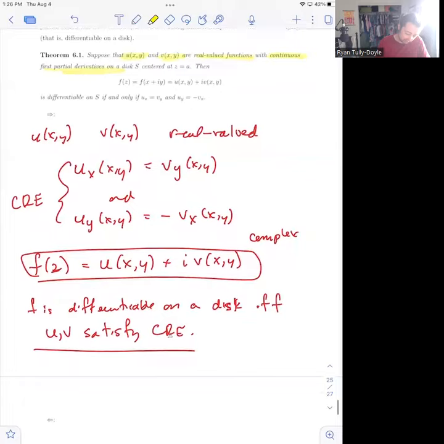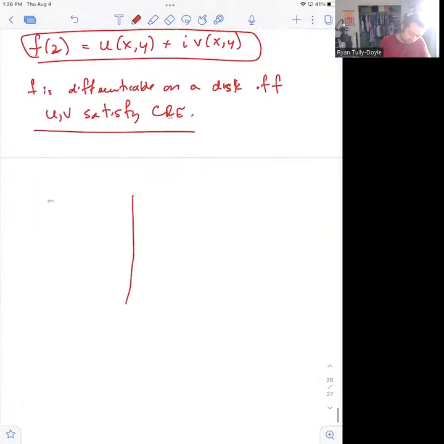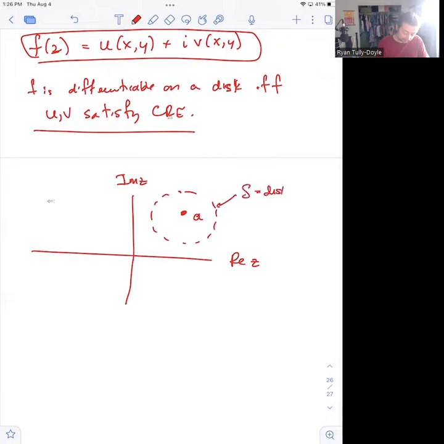So the picture that we should have is that we're always working on some coordinate axis. I can think about this as being the real part of z, and this is the imaginary part of z. And I have some point A, which I can think of as a complex number. It is surrounded by a disk. So this S is equal to a disk centered at A and with positive radius.